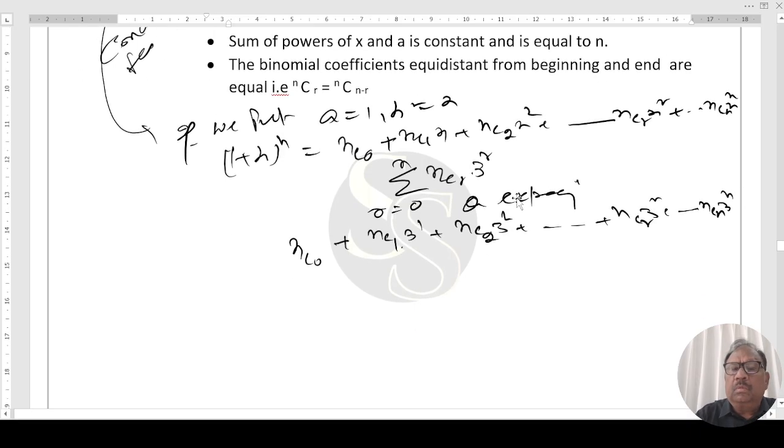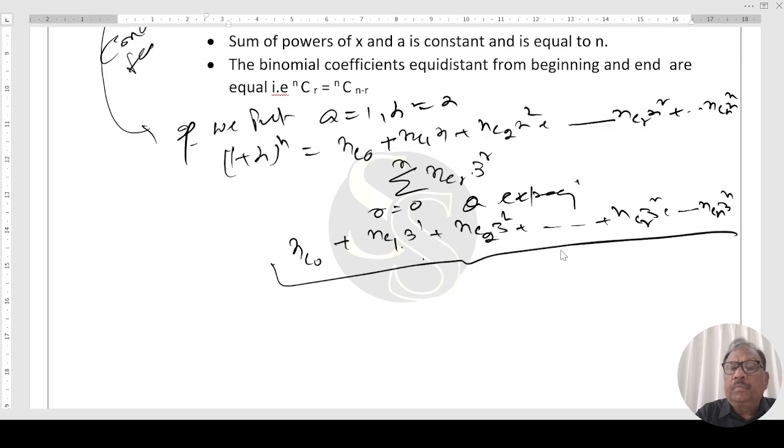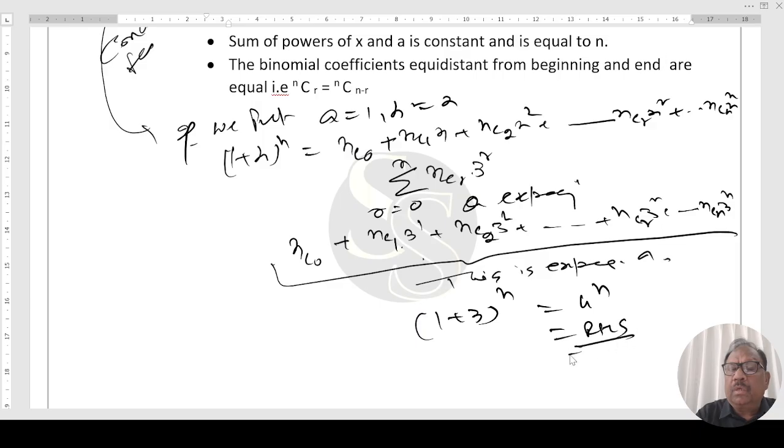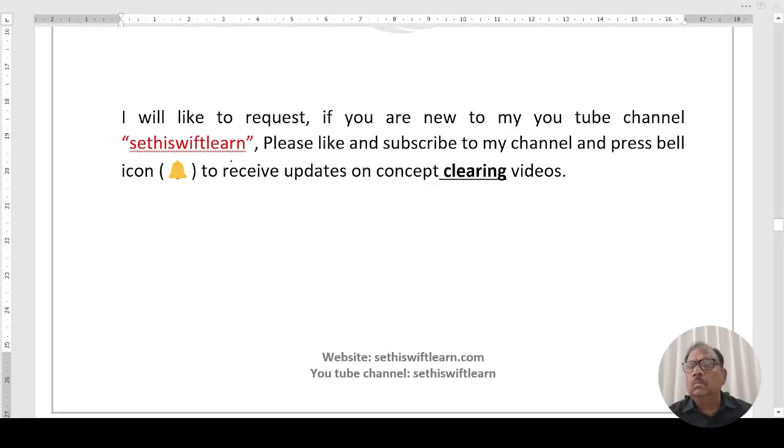So this can be written, this is the expansion of (1+3)^n, that is equal to 4^n. That is the right hand side. Right?